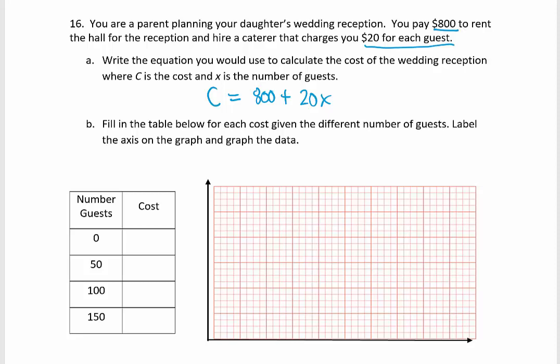Well, 0 guests is still going to be $800 because we had to rent the hall. 50 guests, well, let's go calculate that. That's going to be 800 plus 20 times 50. So I take 20 times 50, which gives me 1,000, plus the 800. So it looks like $1,800 for 50 guests.